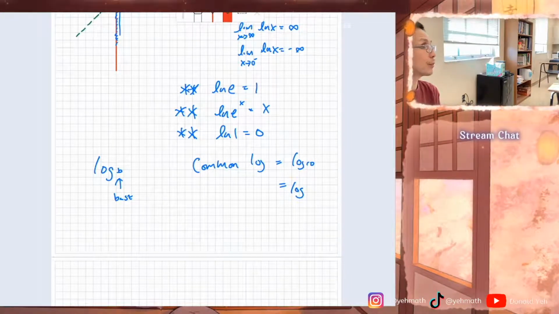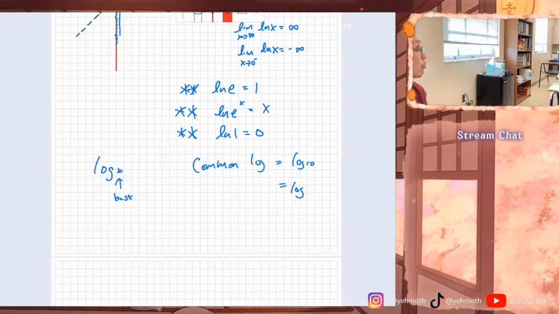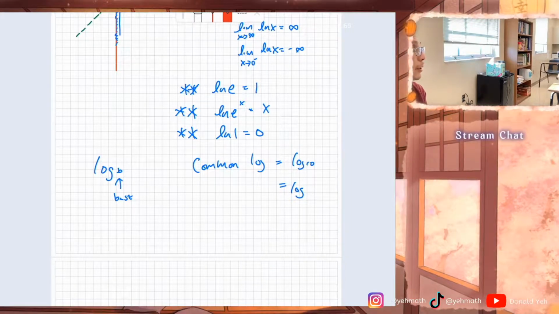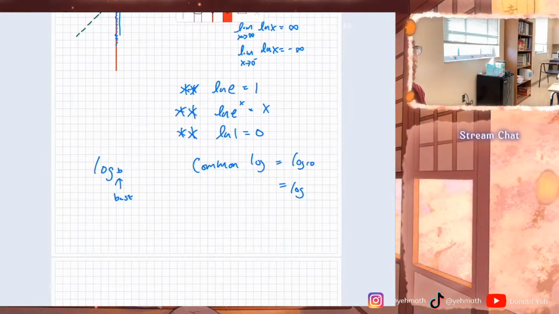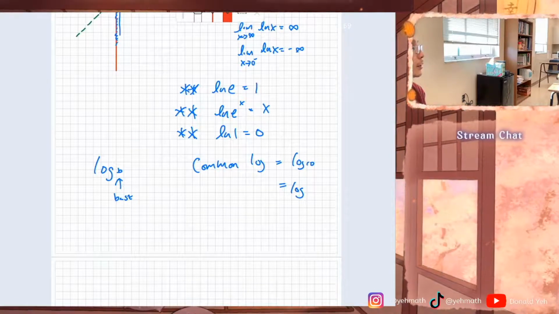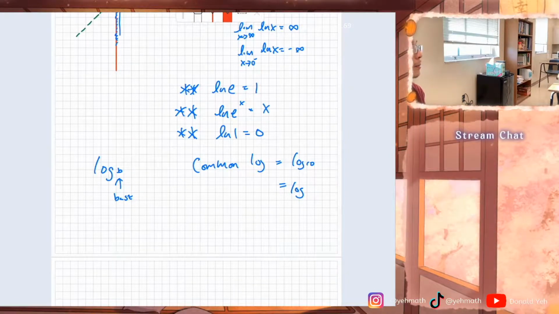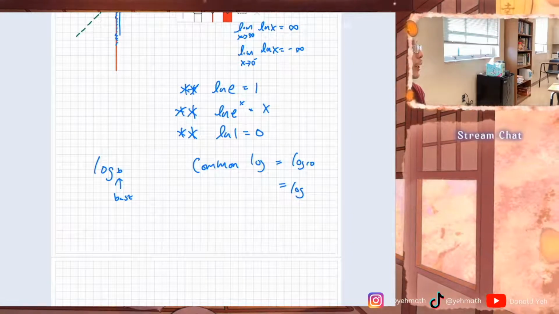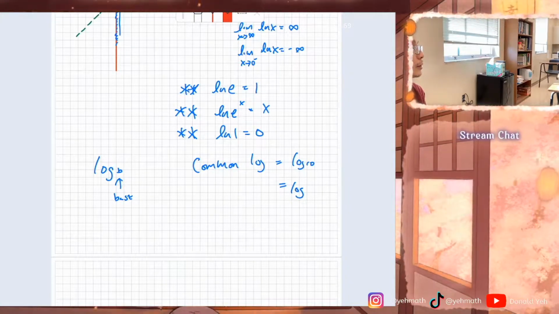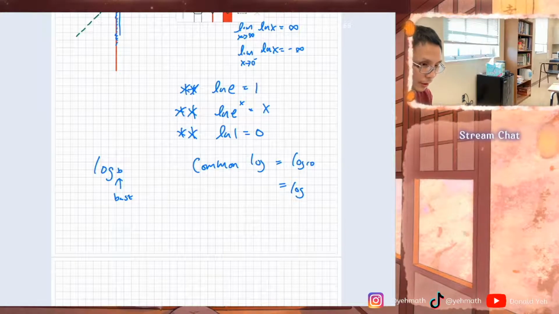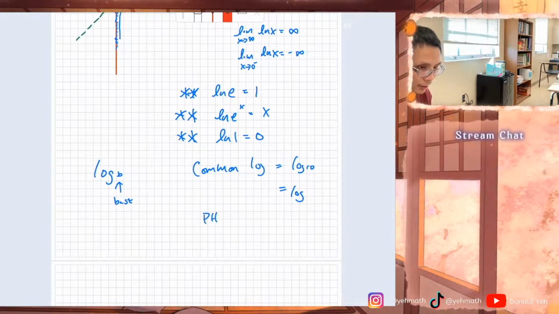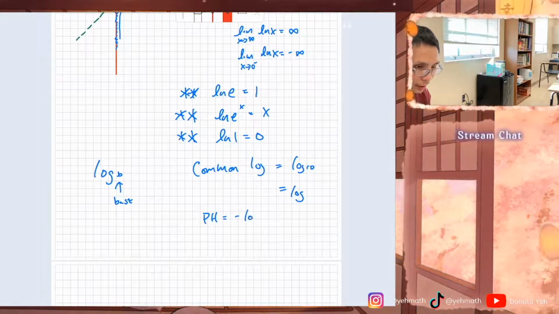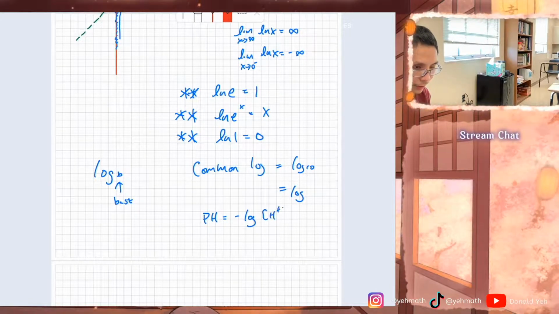This log is used to calculate pH. How many of you have taken AP Chem or are currently taking AP Chem? Currently, okay, good. Anybody else taking AP Chem? No? Okay. So if you remember, the way to calculate pH is actually the negative log of the hydrogen ion concentration.